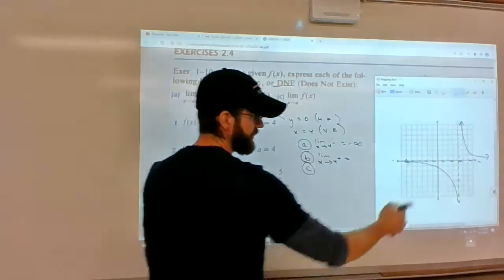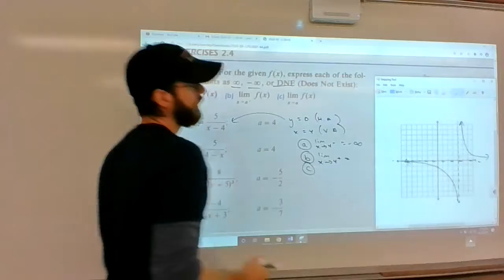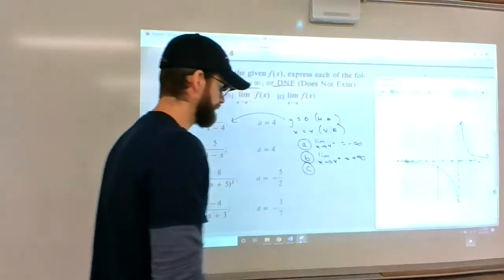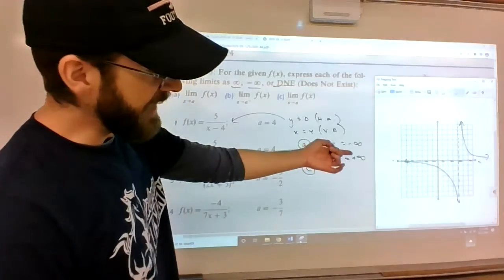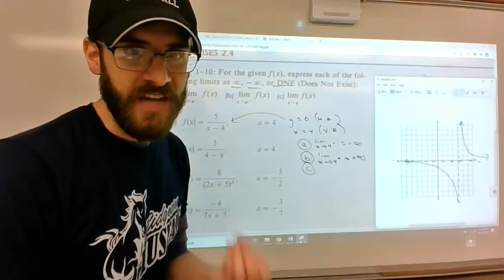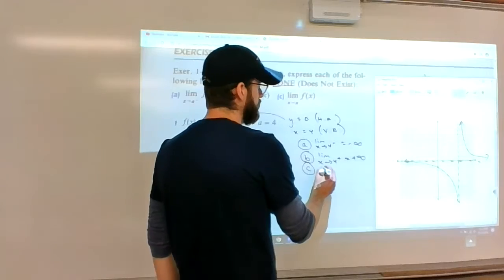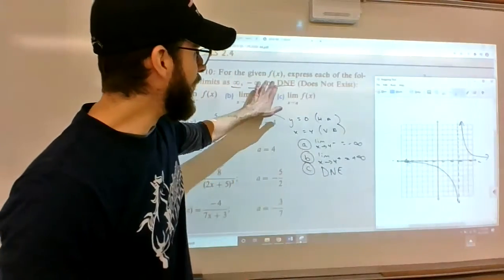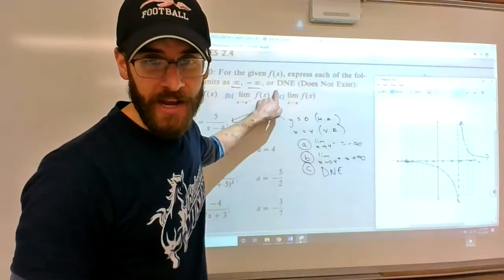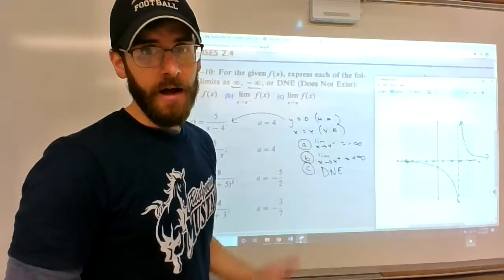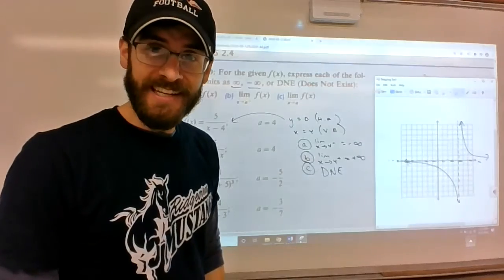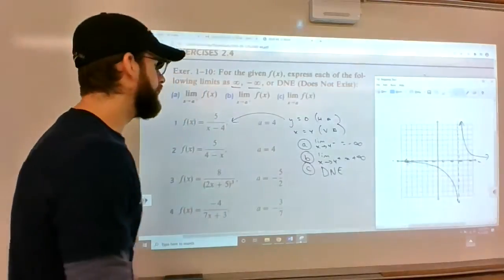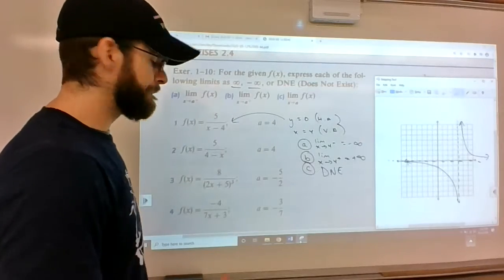Or from the right, it goes to positive infinity. And anytime you get an asymptote like this, the limit just does not exist at that spot. By the way, I was very happy to see that the textbook writer, Stewart, used DNE, and I use DNE as well, and probably every other calc teacher, so it's not really that big of a deal. All right, that's number one. Okay?